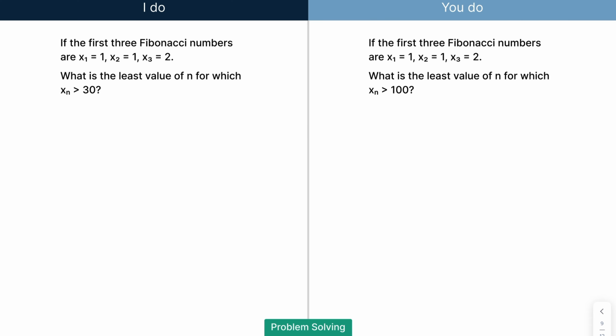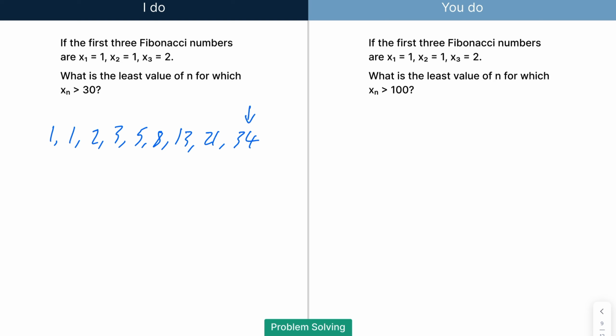So moving on to problem-solving questions. We've been told the first three Fibonacci numbers of a sequence are 1, 1, and 2. What is the least value for which x_n is greater than 30? So firstly, we'll write out the Fibonacci sequence. Let's see where we can get up to 30. 1, 1, 2, 3, 5, 8, 13, 21, 34. So we can stop there.